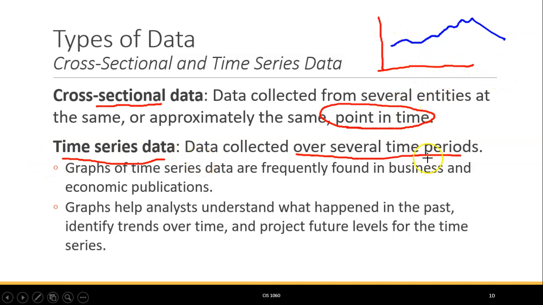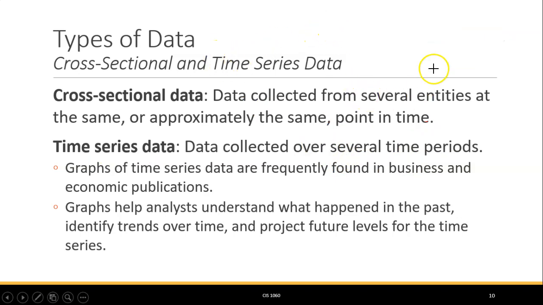Traditionally, if you're dealing with time, you're almost always going to be dealing with line charts. So just take note of that. Cross-sectional data is a single point in time. Time series is over several times. And time series is frequently dealt with in business because it's looking for trends inside what's going on.